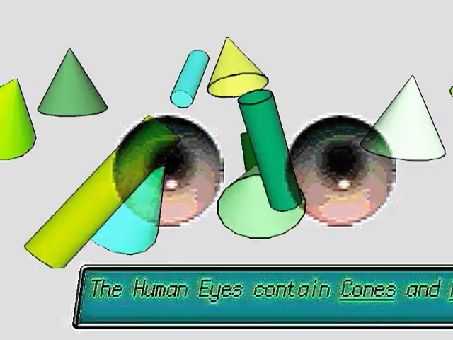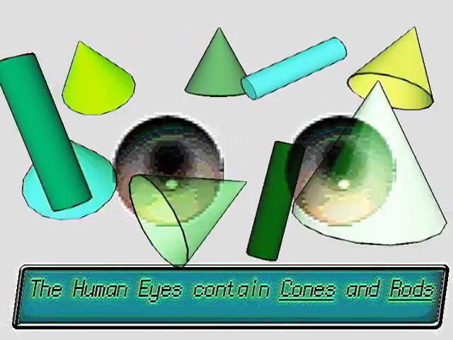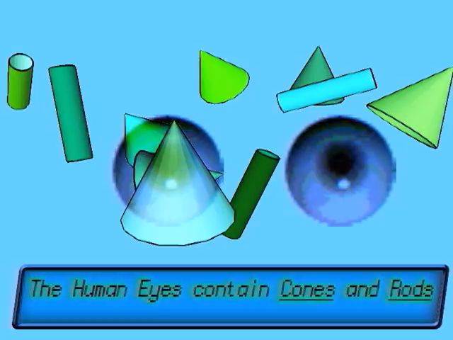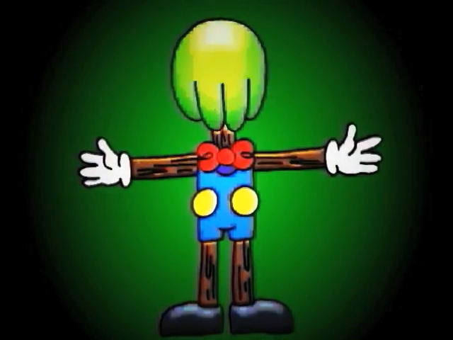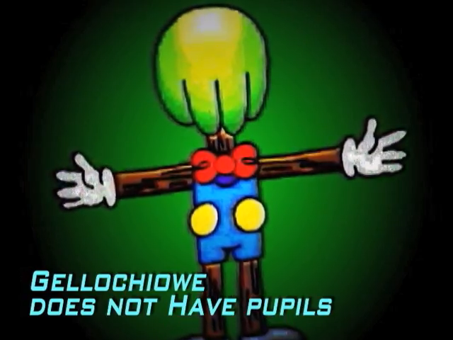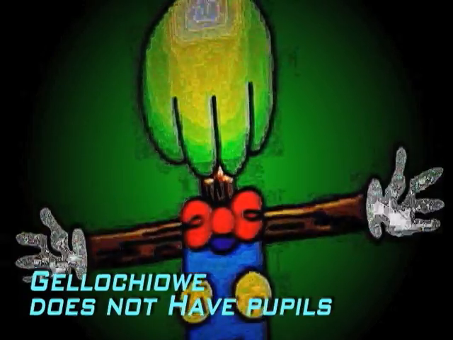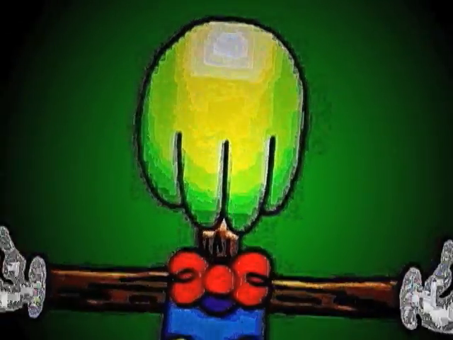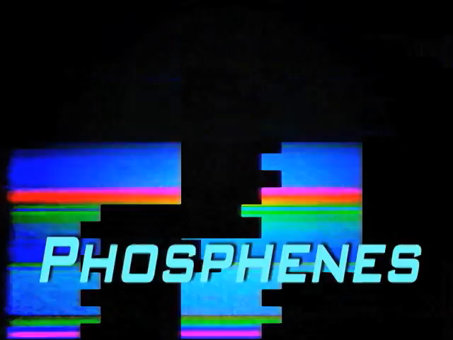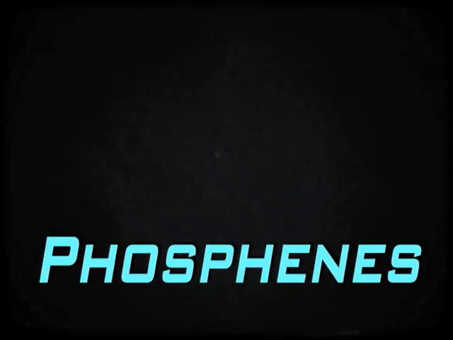These photoreceptor cells are known as cones and rods. These cones and rods interpret visual contrast and color by the means of light entering a pupil. However, in the case of our subject, Jellicoe, there is no anatomical pupil or means for light to come into contact with the billions of photoreceptor cells. What Jellicoe sees are essentially phosphenes, which is the experience of seeing light in complete darkness.